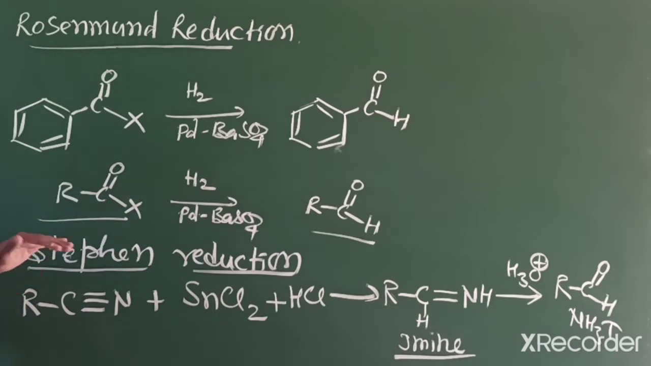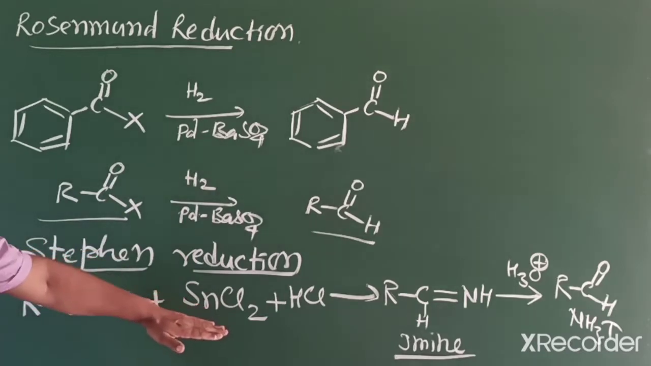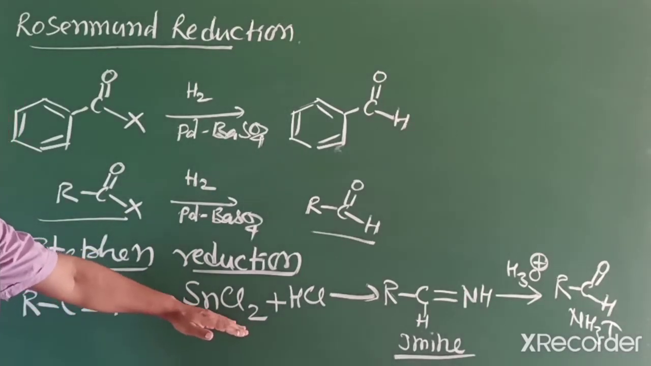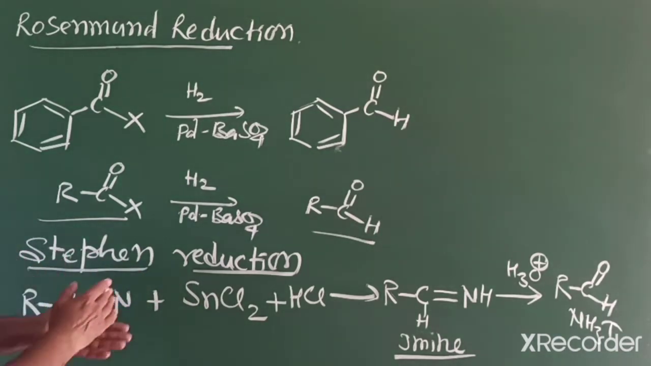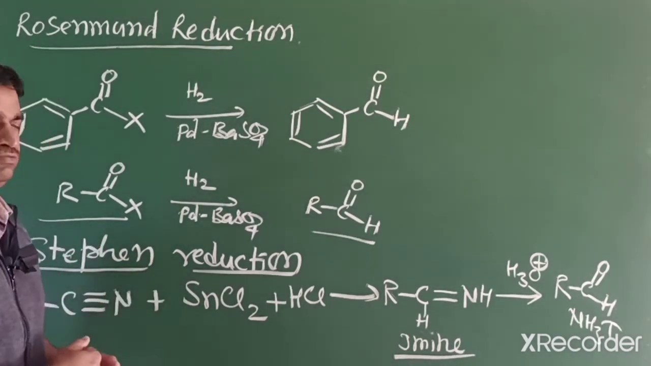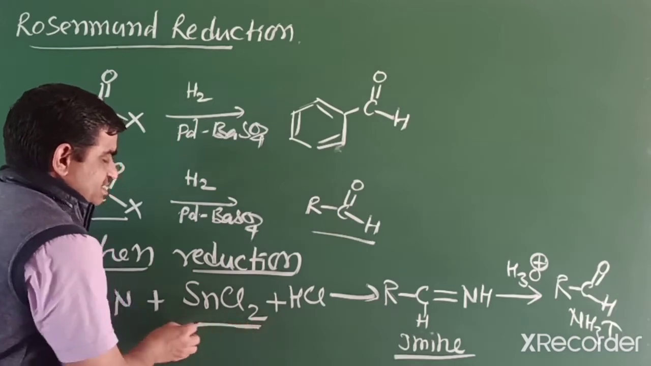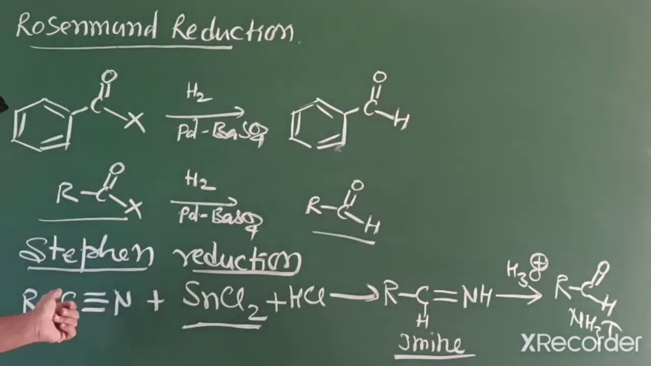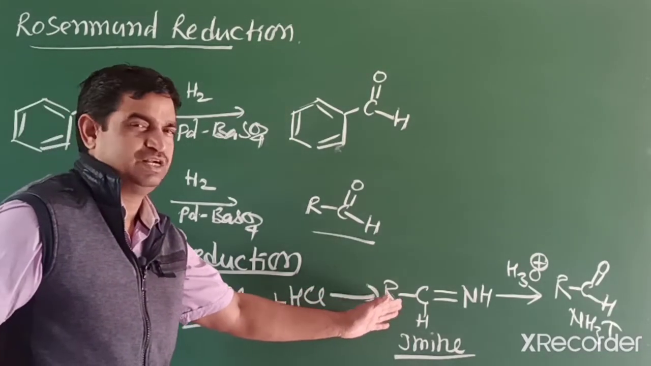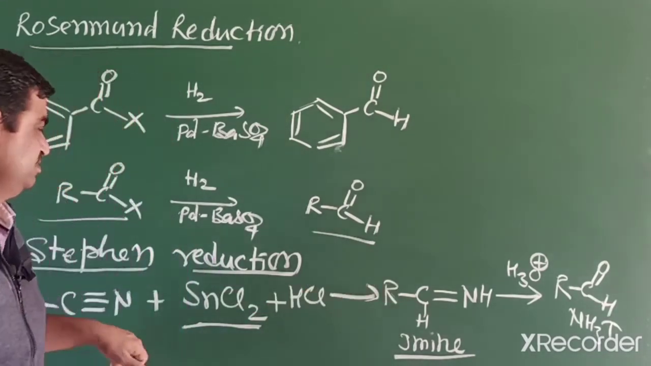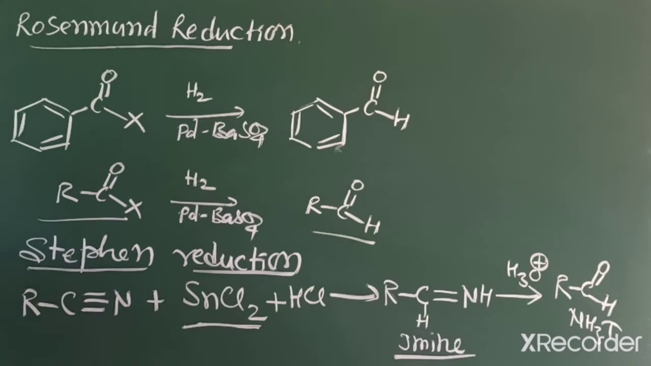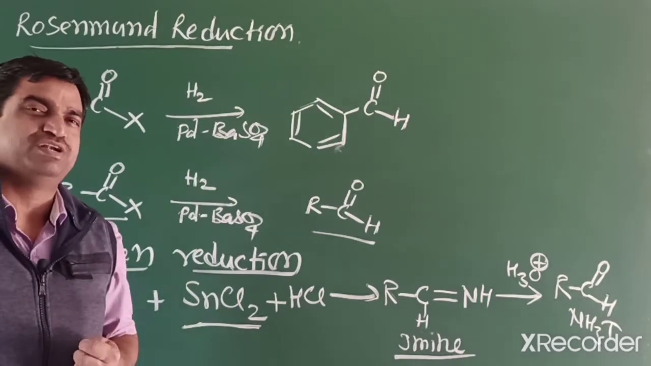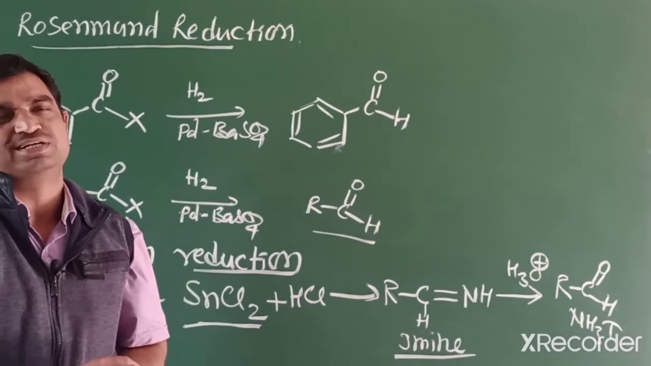In this controlled reduction also, stannous chloride, we know tin has 2 oxidation states, +2 as well as +4. So the lower oxidation state, stannous chloride, reacts with HCl, with 1 mole addition of hydrogen, then further hydrolysis. This reaction is known as Stephen reduction from cyanides. But students, for conversion of cyanide into aldehyde, we can take another reagent.